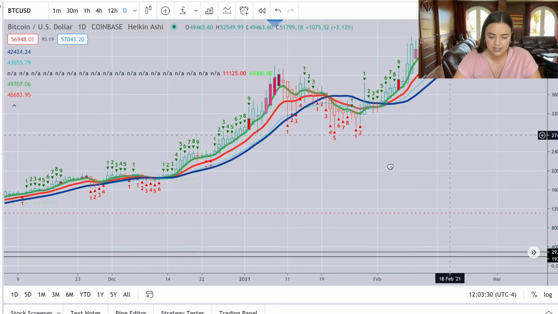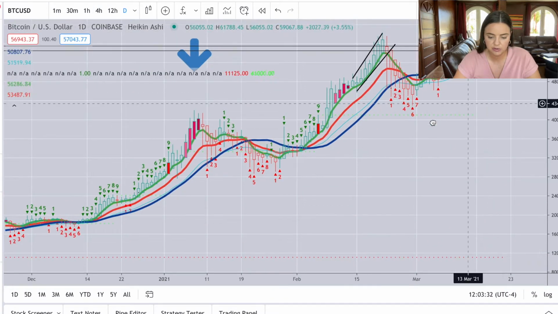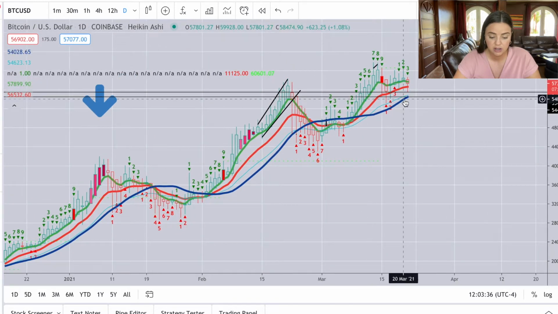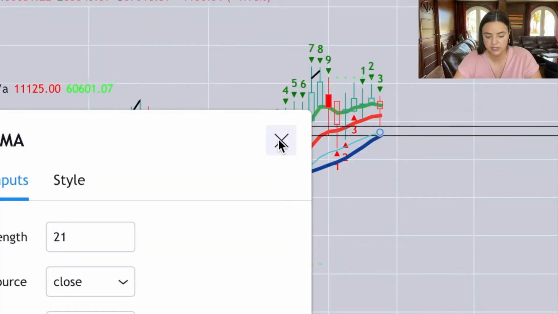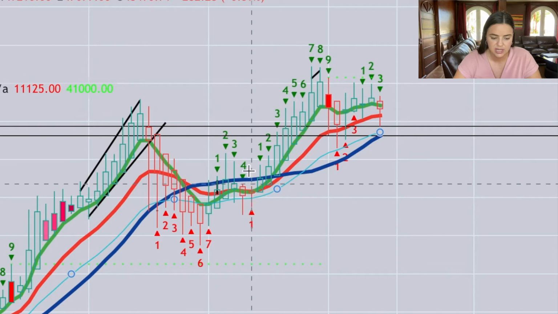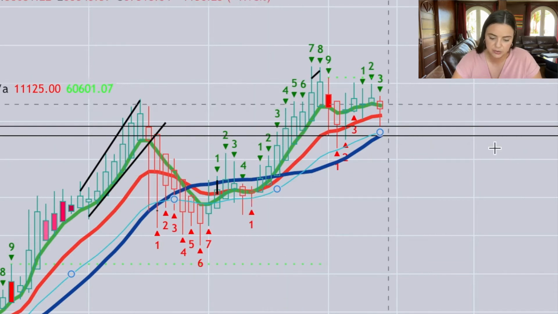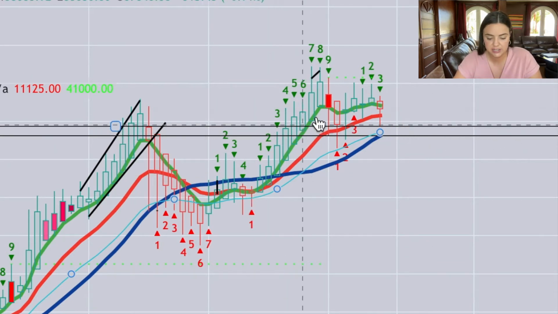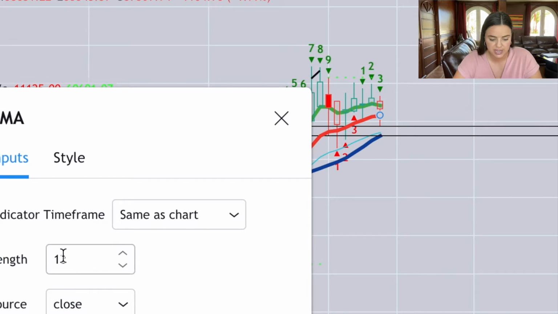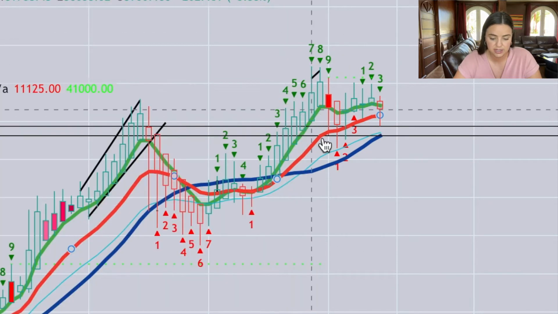Okay, the second thing that I have here is several moving averages. To be honest with you, I don't really pay attention to this blue one all that often. This thin blue one right here is a 21-day moving average, and Bitcoin tends to bounce off of that level somewhat frequently, so that's why I have it on there. And then I recently added this green and this red one. So this red one right here is a 12-day, and you can adjust these however you want. The red is a 12-day and the green is a 5-day.